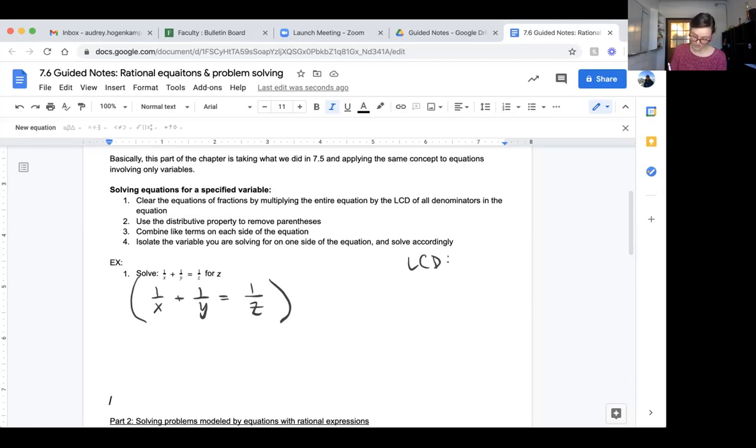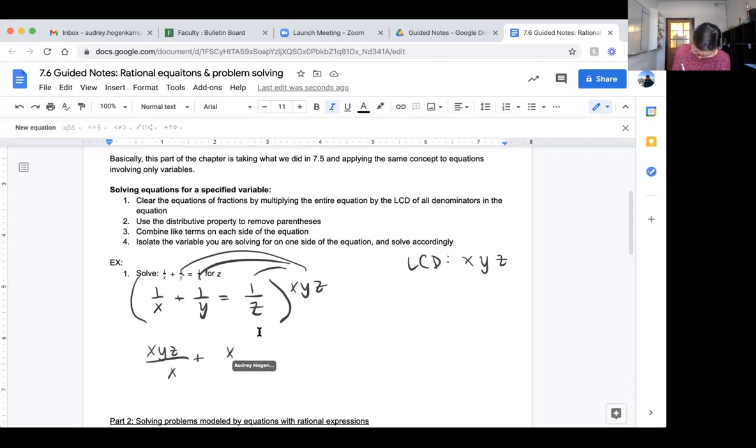So I'm going to list those out. My unique factors include x, y, and z. So I'm going to multiply by xyz. So then when I go ahead and distribute that out, I'm going to get xyz over x plus xyz over y plus xyz over z. I can do some cancellation fun now. X's are going to go ahead and cancel for me, not erase, cancel. Y's and z's. So I end up with my equation becoming yz plus xz equals xy.